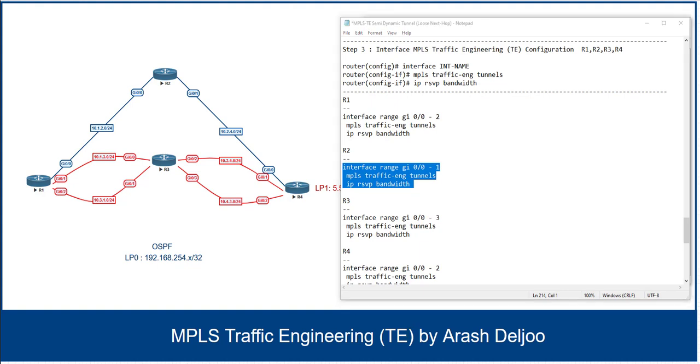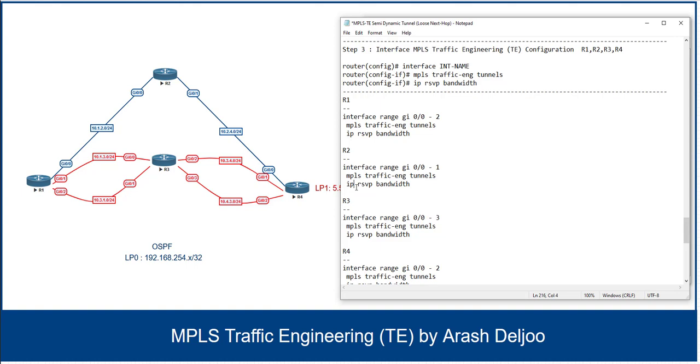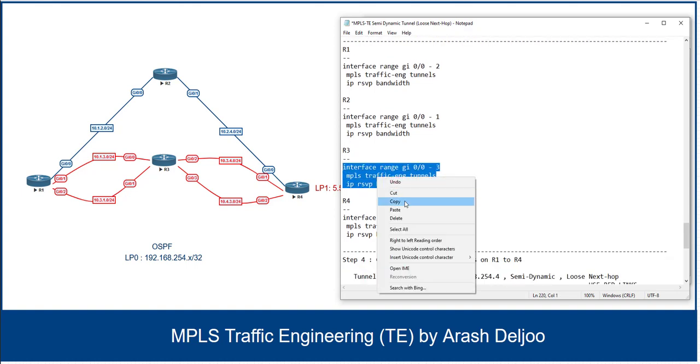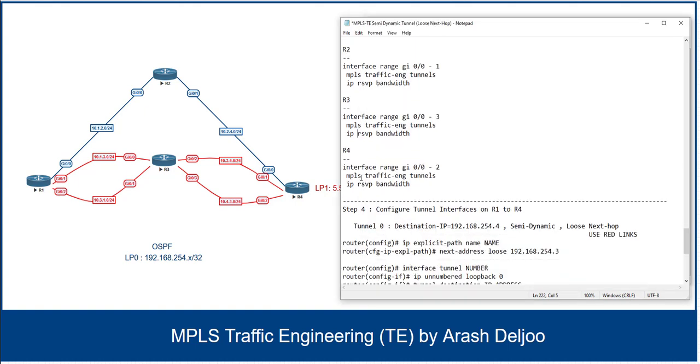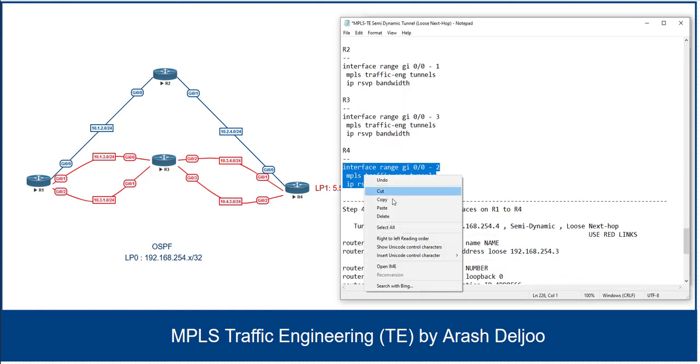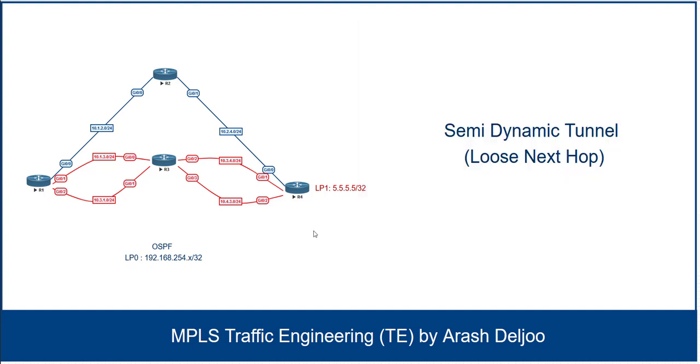Okay, and then the next router is router 3. This is router 3. We have 4 interfaces here, and then we can configure router 4. This is our configuration until now. And after that, until now we didn't see any new command.